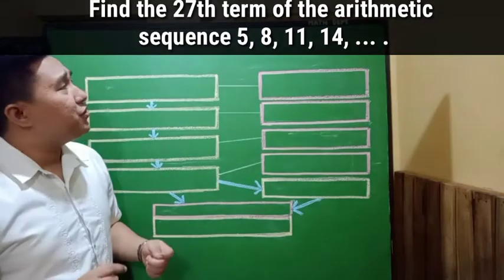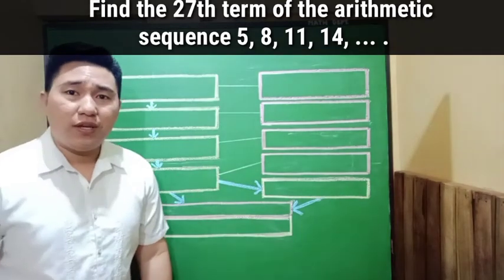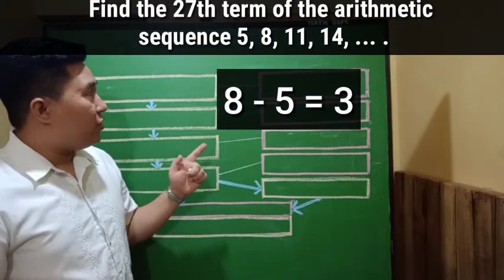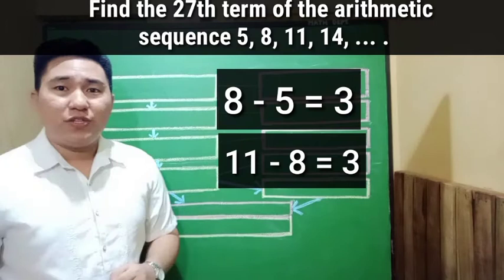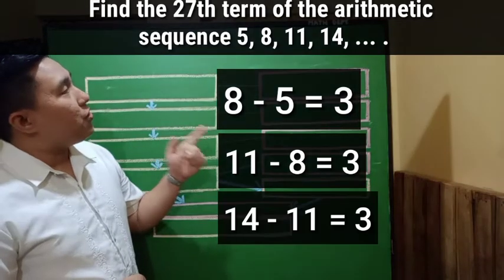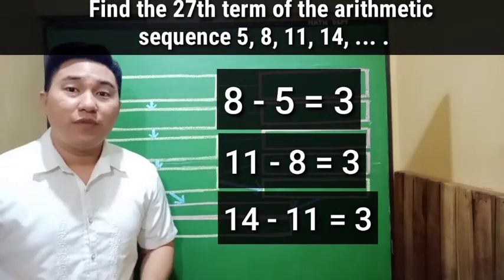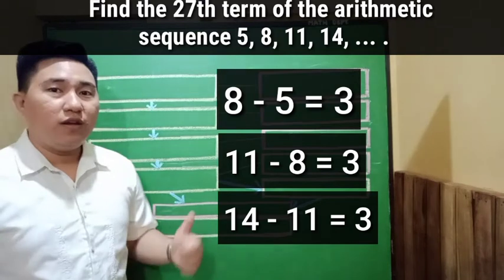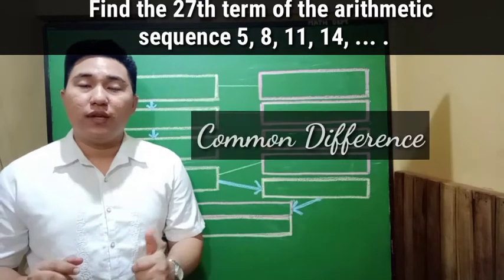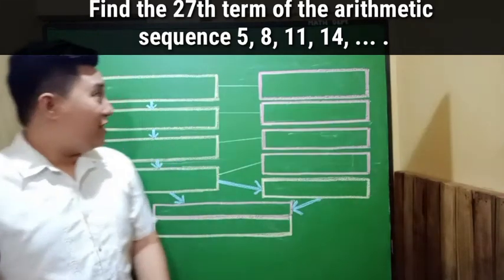So our second term here is 8 minus the first term, which is 5. The result is 3. As we subtract the third term minus the second term, 11 minus 8, the result is also 3. And as we subtract the fourth term minus the third term, 14 minus 11, we also have 3. As you notice here, we arrive at the same result. And this result is what we call the common difference or the constant. Okay, let's go back to our problem.